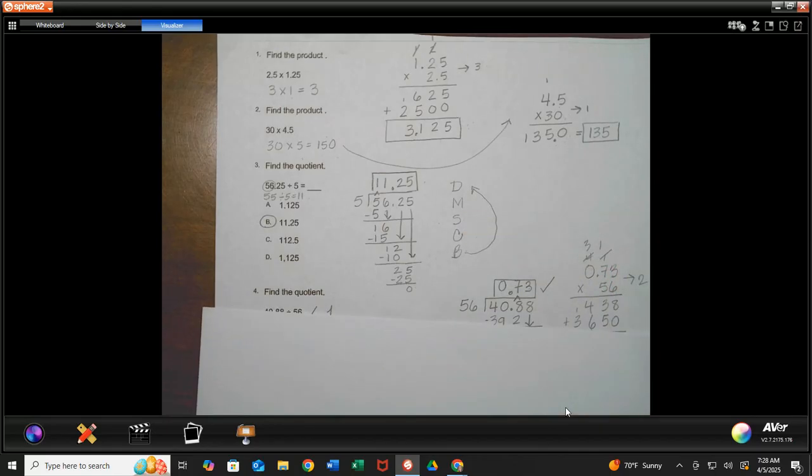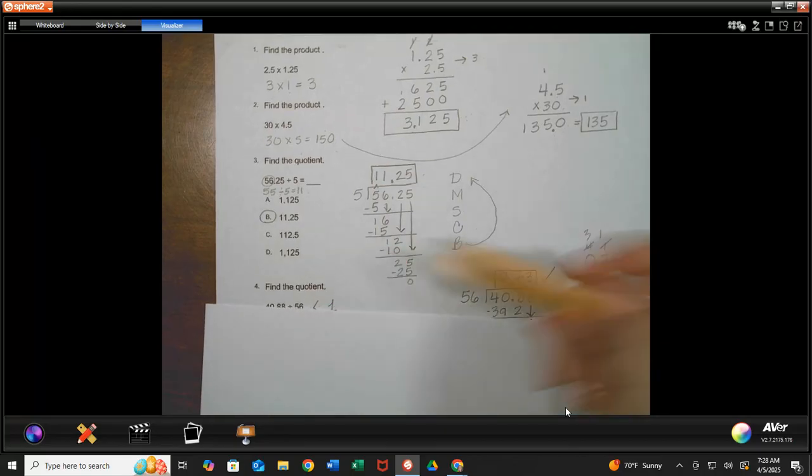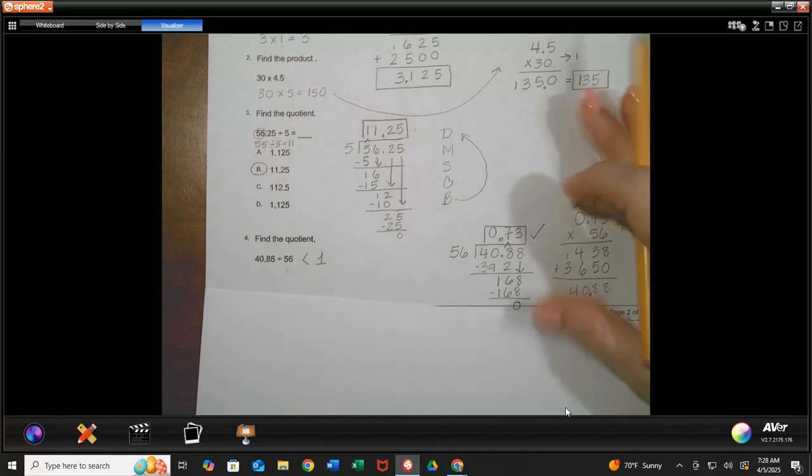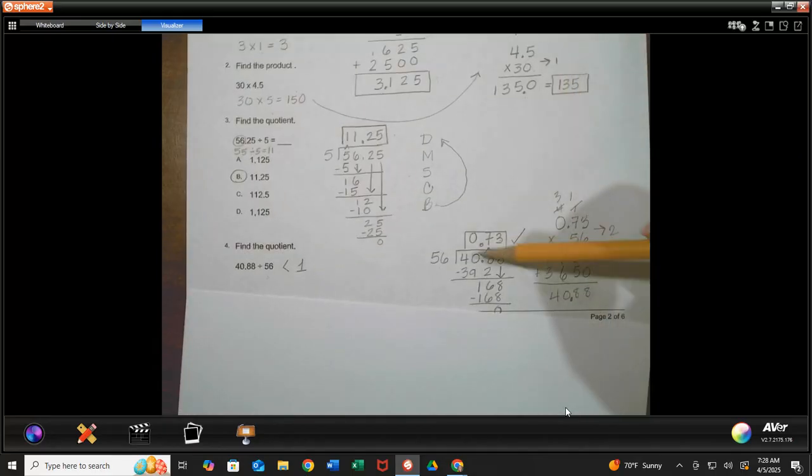All right. Finding the product. By the way, the answer was B. Finding the quotient of 40 and 8800ths divided by 56. So I look, my dividend is less than the divisor. So my answer is going to be between 0 and 1. So we talked about this. If my answer is going to be less than 1, and I don't have a divisor less than 1, I'm going to just put down that my answer is going to be less than 1, and I'm going to move on. So 40 and 8800ths, the decimal point is in the dividend.